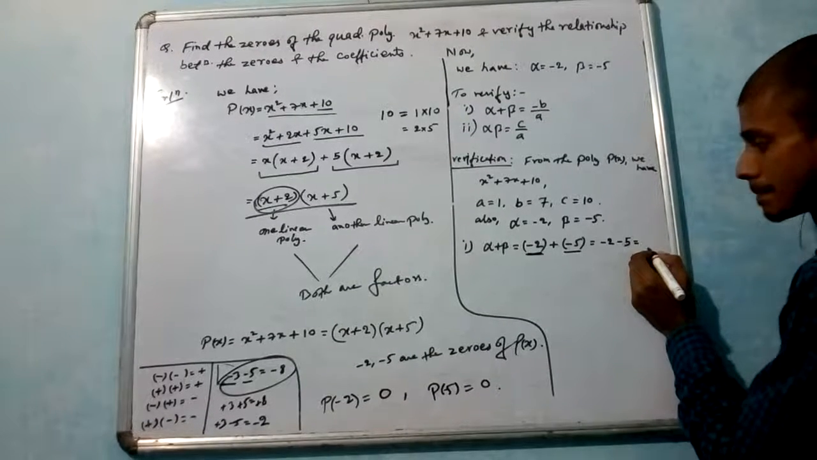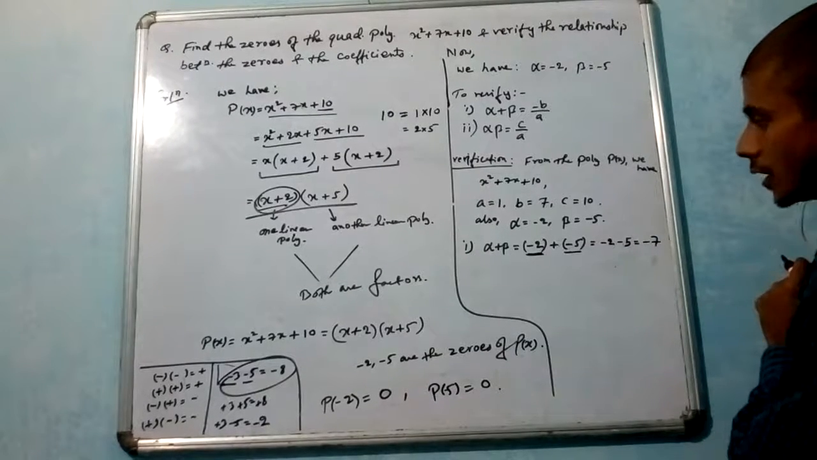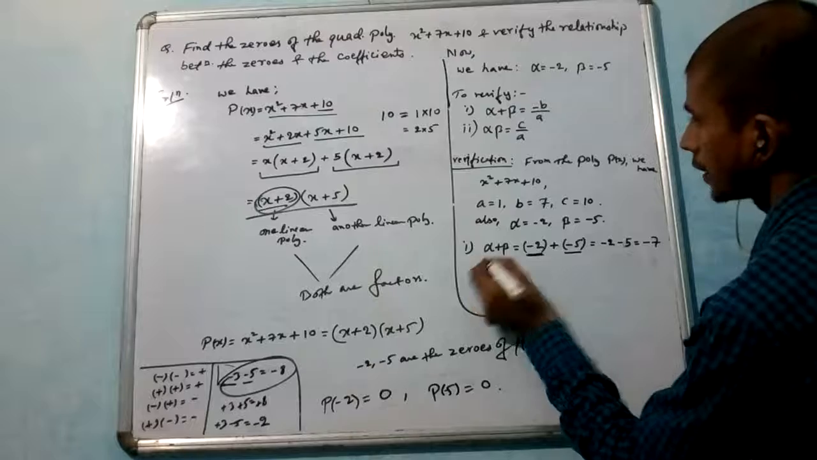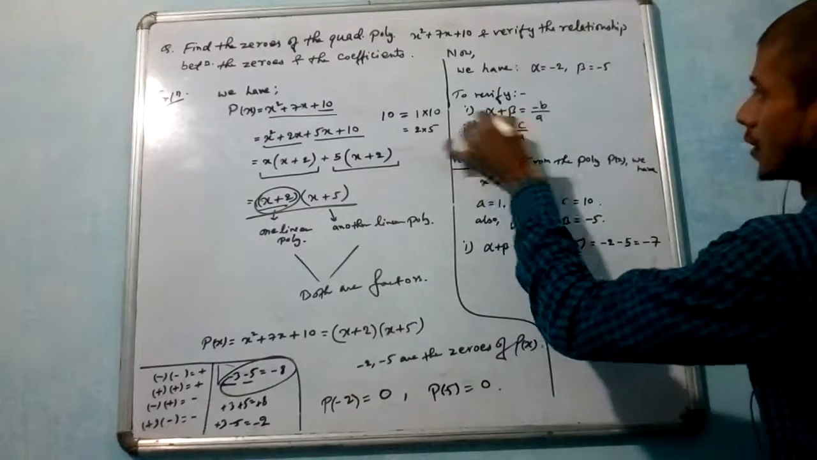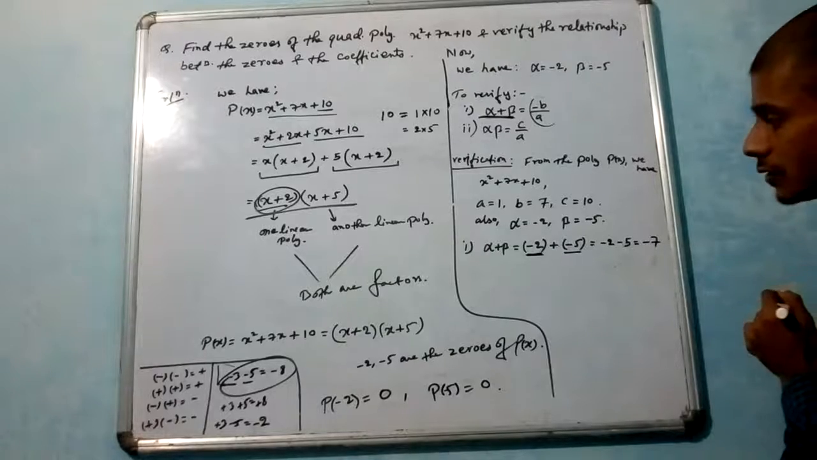Minus 7. Now let us check b by a. What is this? Alpha plus beta, done. Now we want minus b by a, and then only LHS and RHS we will see. So minus b by a, how much?